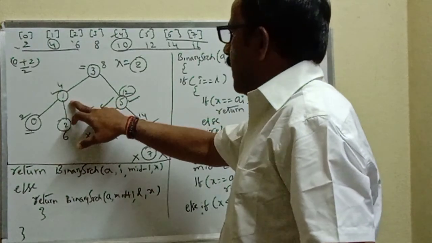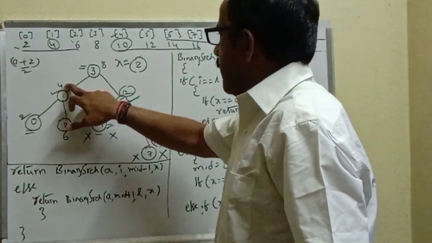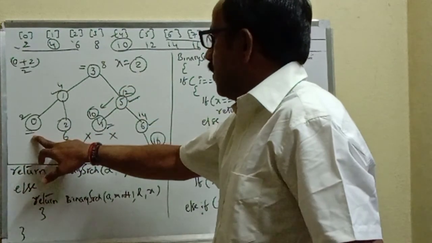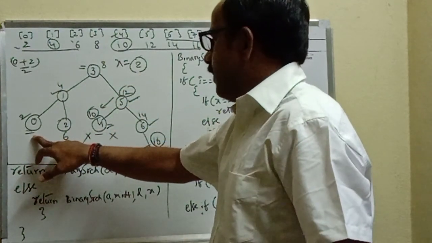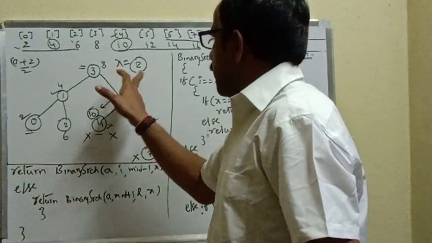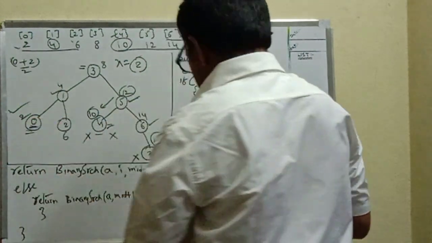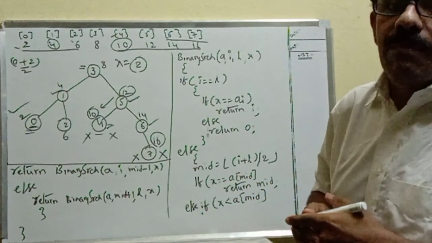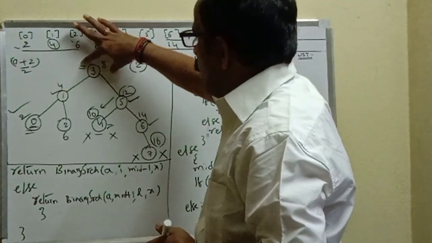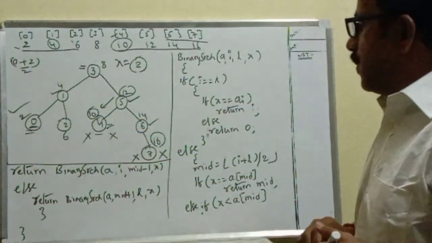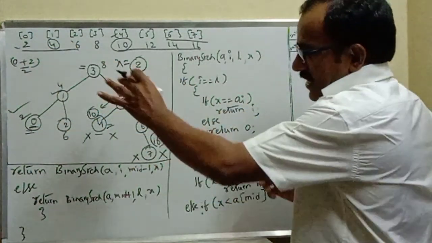So what is the mid location number of the left side portion? 1. The element is 4. If we compare 4 and 2, still 2 is less than 4. Then go to this portion. This portion's mid location number is 0, and the element there is 2. Then 2 and 2 are both equal. Then we got a successful search, and the procedure returns 0 as the result. Then how many comparisons were required? One comparison at the root node, another at this subtree root node, and a third comparison at this node. Okay, now this is a successful search.